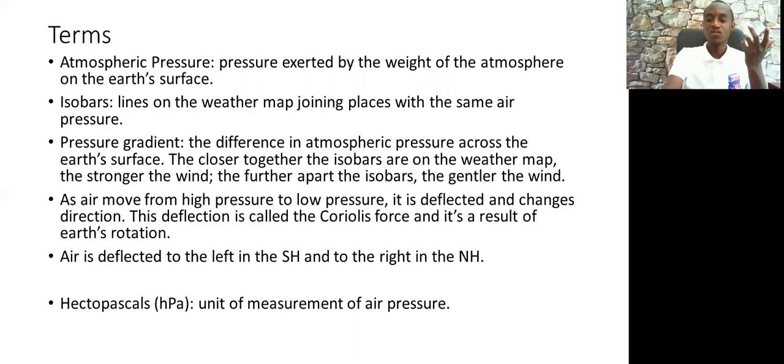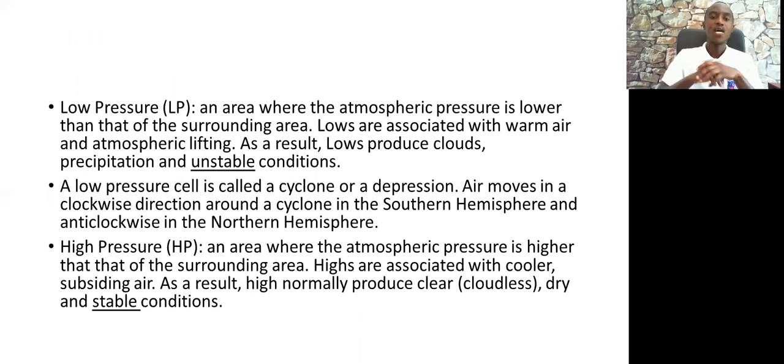Then you must know that air pressure is measured in hectopascals. Okay, so let's look at low pressure systems and high pressure systems. Low pressure is an area where atmospheric pressure is lower than the surrounding area, and lows are associated with warm air and atmospheric lifting. As a result, lows produce clouds, precipitation, and unstable conditions.